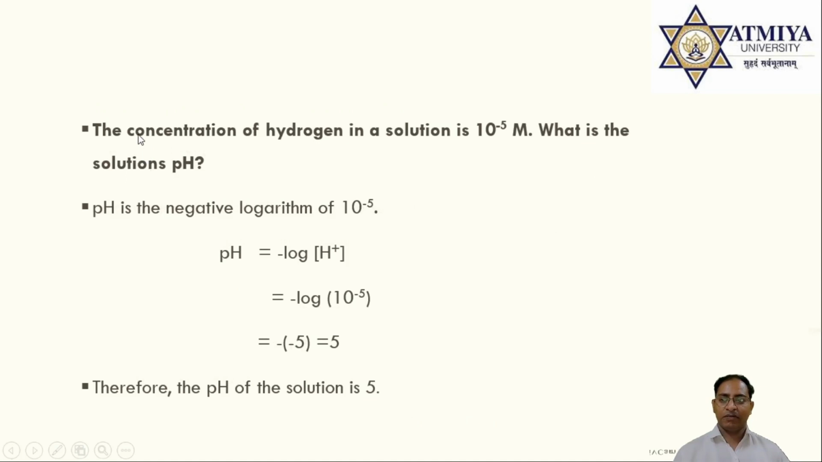Take another example. The concentration of hydrogen ion in a solution is 10^-5 molar. What will be the solution's pH? Very simple. pH equals minus log to the base 10 of the hydrogen ion concentration, which is 10^-5. So minus 5 will come first, and log 10's value will be 1. So minus and minus cancel. The value will be 5. Therefore the pH of the solution is 5.